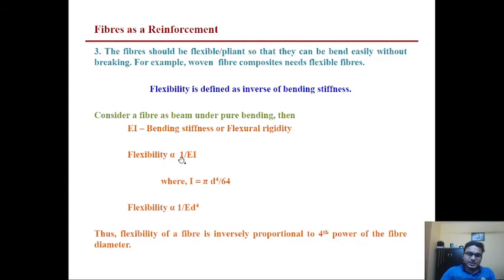So flexibility is inversely proportional to the bending stiffness, where I is pi d raised to 4 divided by 64. So flexibility is inversely proportional to the fourth power of fiber diameter. So when the fiber diameter is low, there is a great increase in the flexibility of the fiber. This is also one of the reasons that fibrous composites have very small diameters.